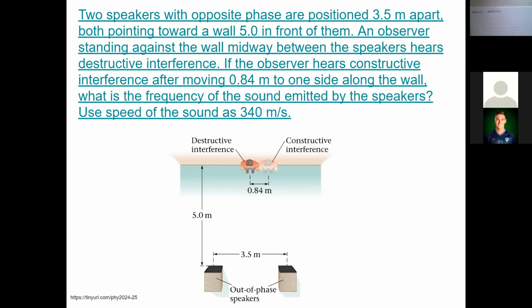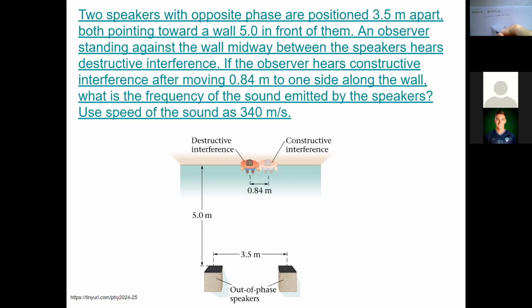Let's take a look here. I'm going to draw a picture over here. There's source 1 by speaker 1, and speaker 2 over here. They're out of phase. In the middle is where the observer hears the destructive interference, so R1 and R2 are the same over there. Now when he moves about 0.84 meters over here, this is the new location.